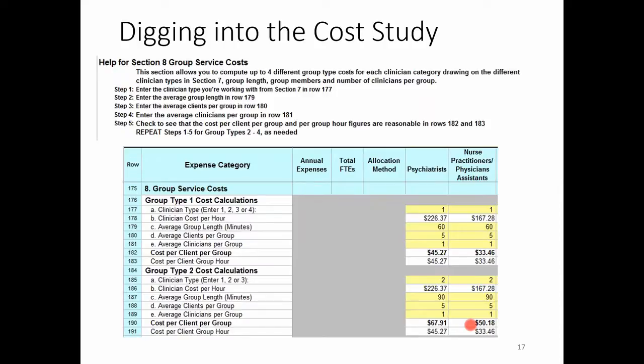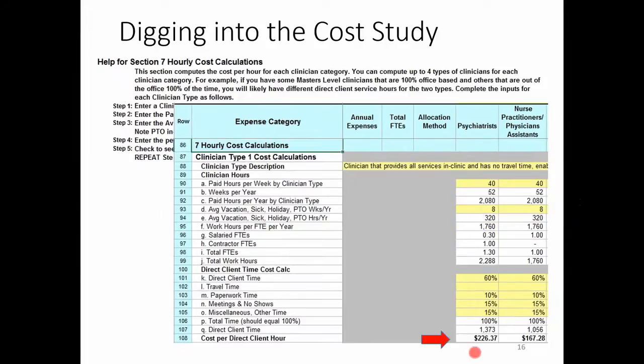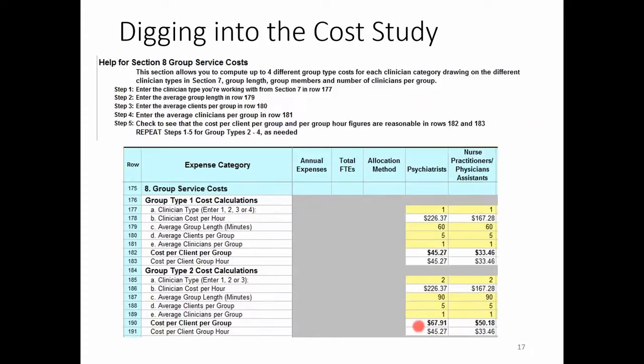So the model has, I said this before, but I'm just repeating myself with visual images. It computes the cost per individual service per hour, and it includes the cost per client per group and per client per group hour. And there's multiple group types you can have for each clinician type. That's one of the improvements that we made over the 2013 cost study that some of you filled out.